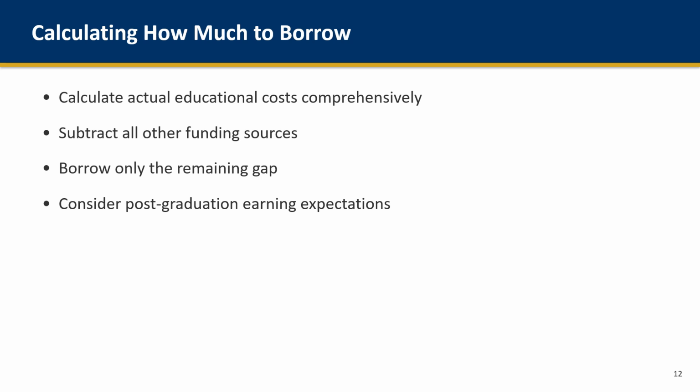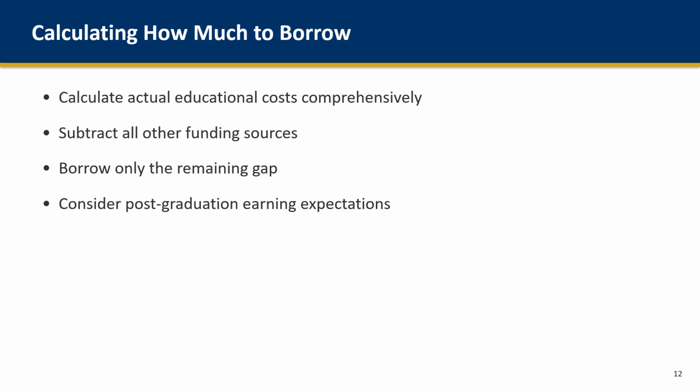Determining how much to borrow requires careful calculation, not just accepting maximum available amounts. Calculate your actual educational costs comprehensively. Include tuition, fees, books, supplies, housing, food, transportation, health insurance, and other genuine expenses. Be realistic, but not excessive. Subtract all other funding sources: scholarships, fellowships, assistantships, employer contributions, savings, family support, and any other resources. Reduce what you need to borrow. Exhaust these sources before turning to loans. Borrow only the remaining gap between costs and other resources.